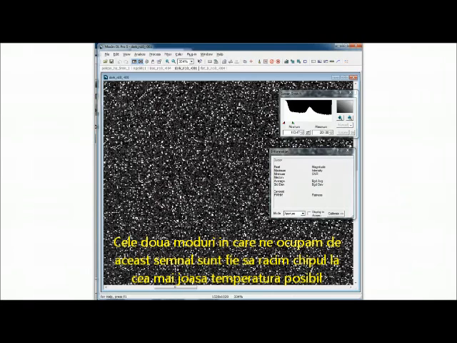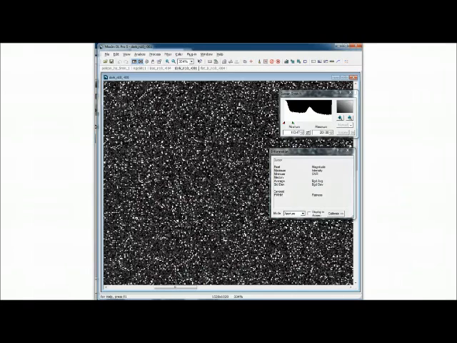So the two ways we typically deal with that are by cooling the chip down to as low a temperature as possible. Winter is a great time to image. And also we can subtract that thermal signal easily enough, and we'll talk about that later.